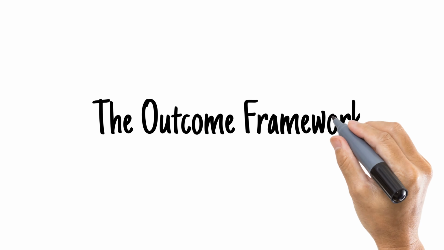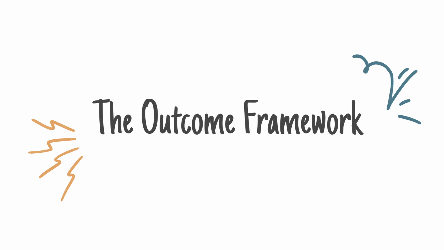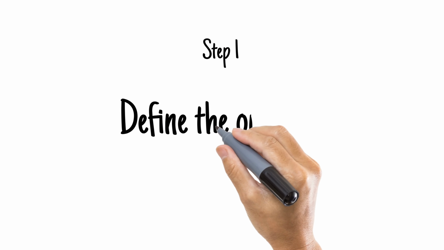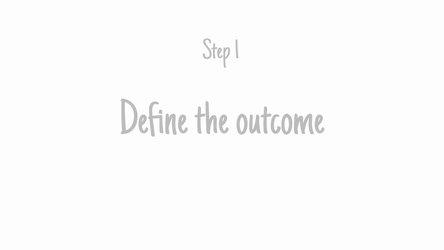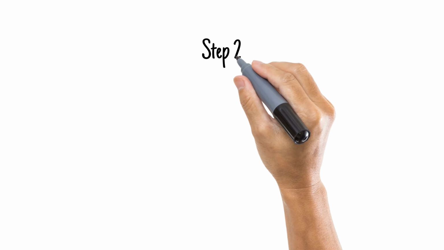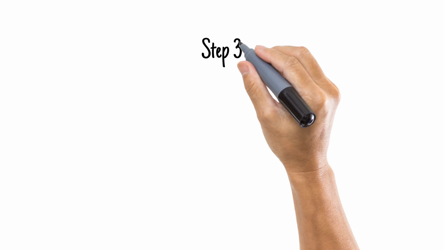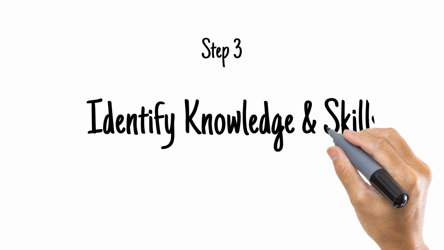All right, let's jump through the outcome framework. And let's start with the first step. Define the outcome. What does good look like? It's that simple. Step 2, map the influences. What are all the components that are important to achieving that outcome? Step 3, identify knowledge and skills. So these are the 3 core steps that are super critical to follow. They're simple, yet super effective for solving problems.